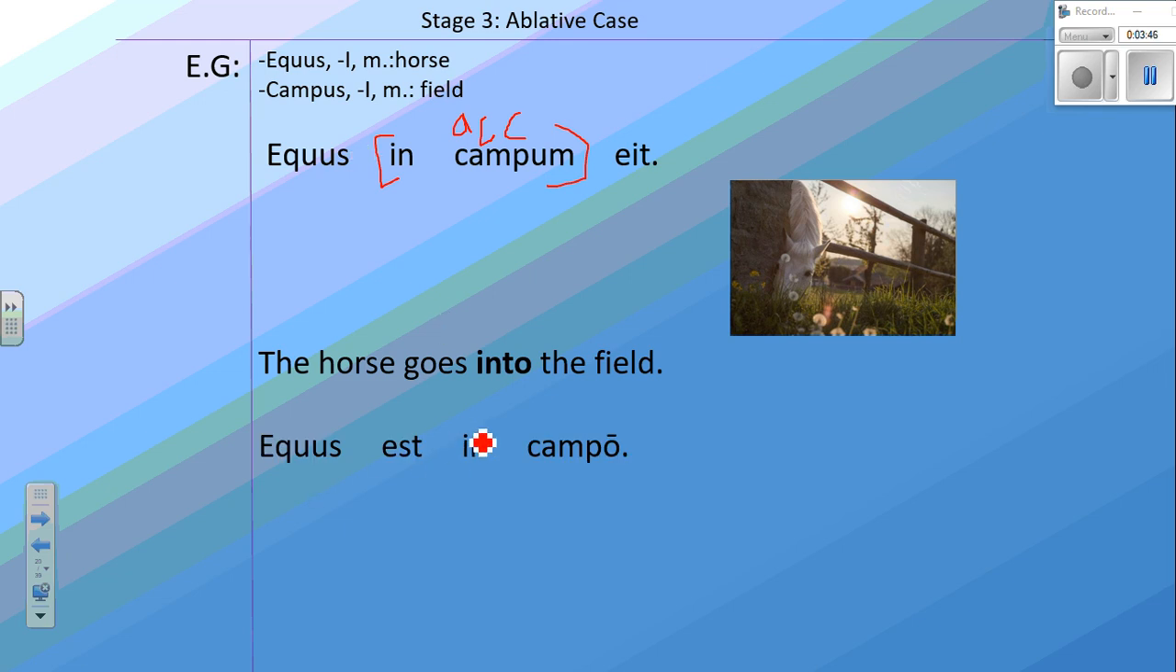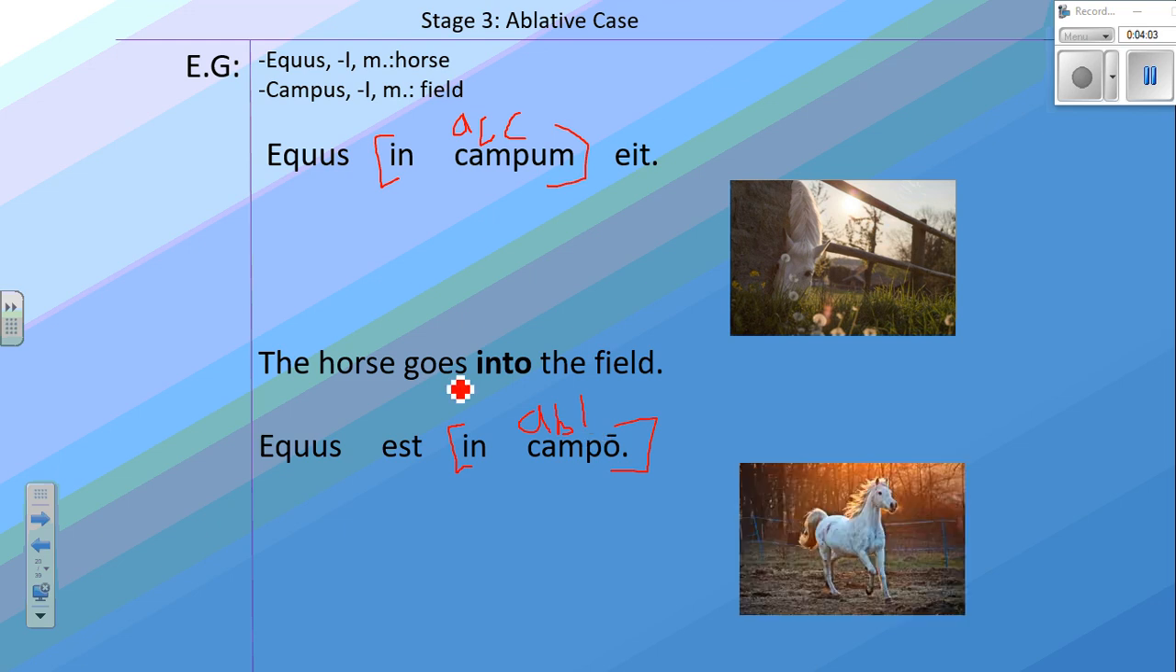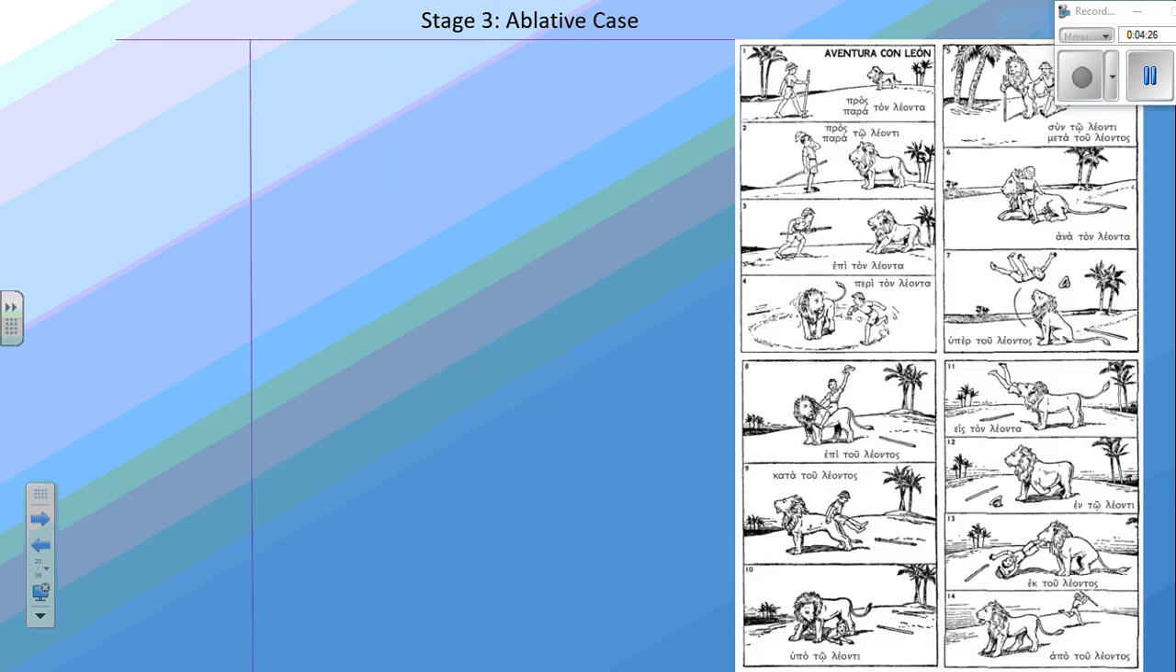But in this sentence, equus est in campo, here is my prepositional phrase. It's my preposition and the noun that follows it. Campo is in the ablative case, and we'll fill in the ablative endings on our charts when we get to class together. There's a horse. It's already in the field. The horse is in the field. So both these sentences are using prepositions to show the relationship of the horse to the field. And this one is showing that the horse is going into the field, and this one is showing that the horse is already in the field. So the second one is using the ablative case. The first one uses accusative because it's showing motion towards something.